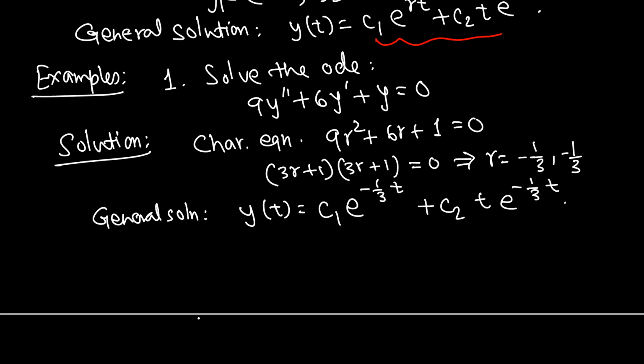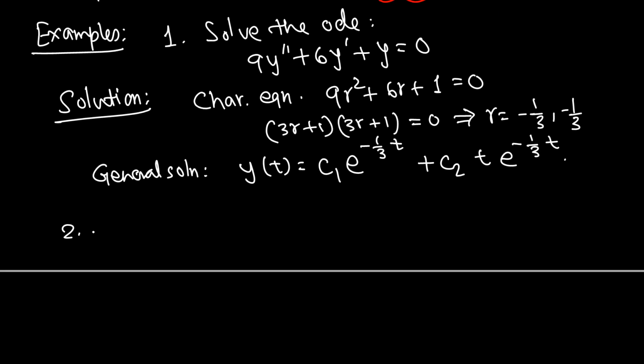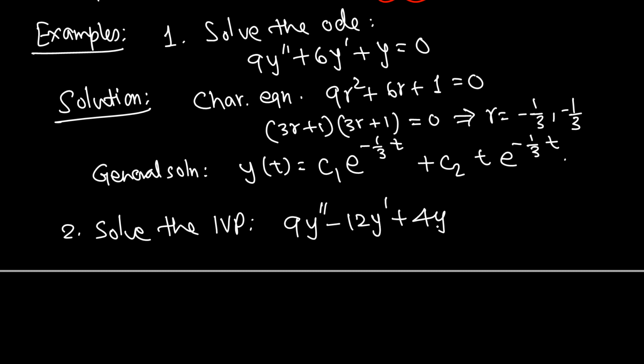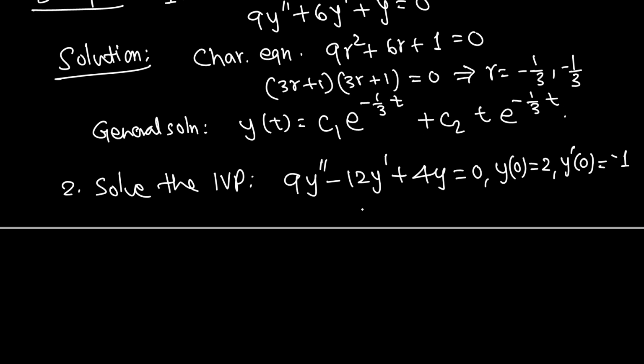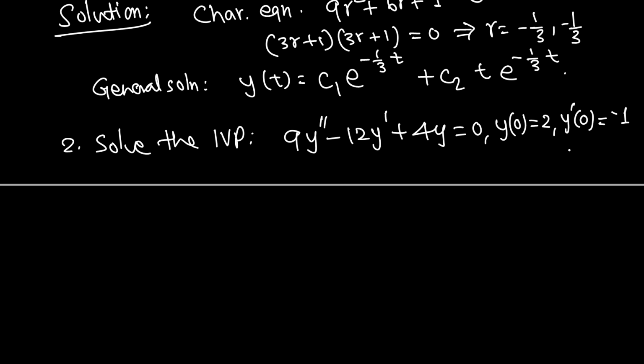Okay, let's do another example. In this case, we'll solve the initial value problem, which is 9y double prime minus 12y prime plus 4y equals 0, and we have two initial conditions. Y at 0 is 2, and y prime at 0 equals negative 1. First let's find the general solution, and with the help of these initial conditions, we can find the particular solution.